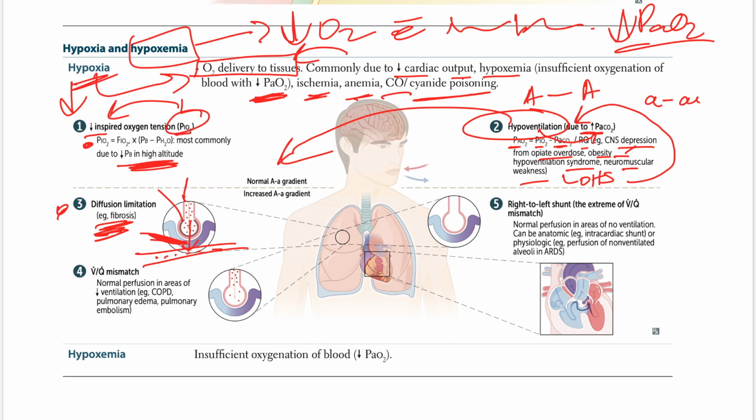AA gradient, okay, and this will just cause normal AA gradient, while all these factors would lead to increase in AA gradient.